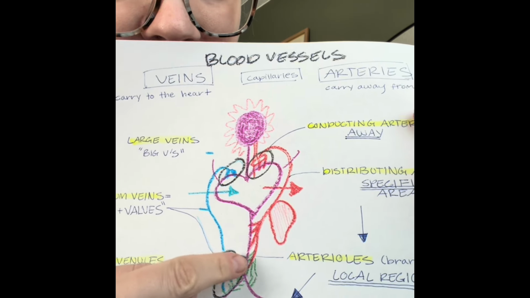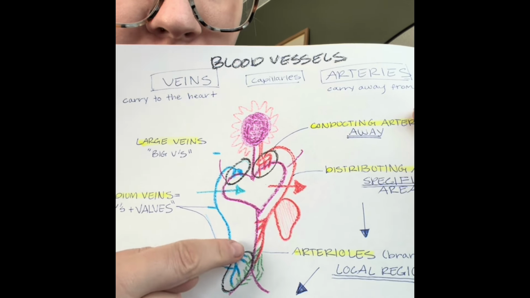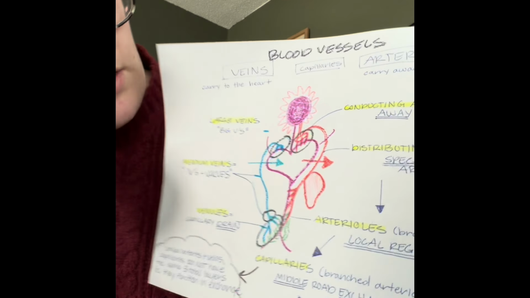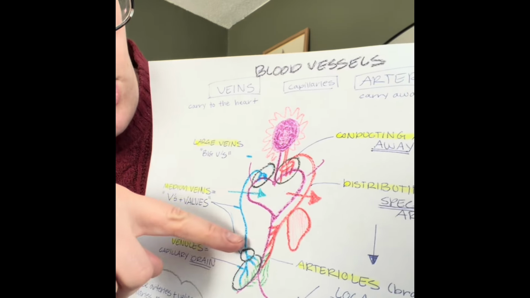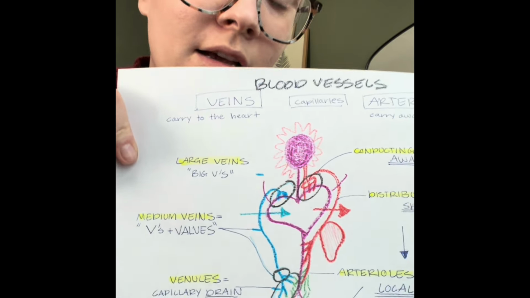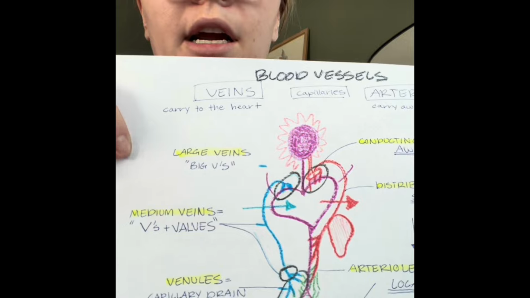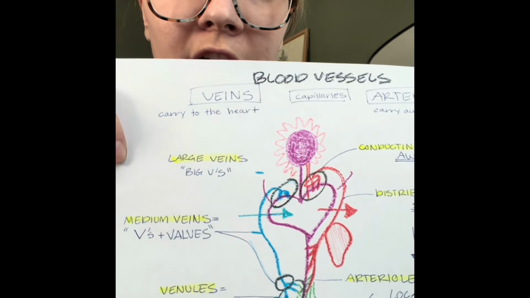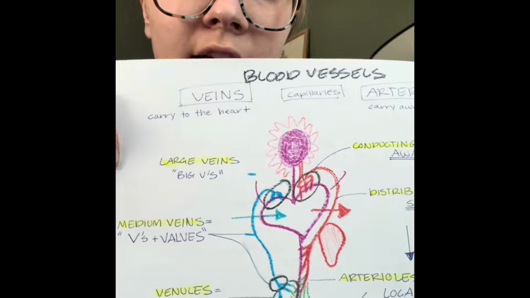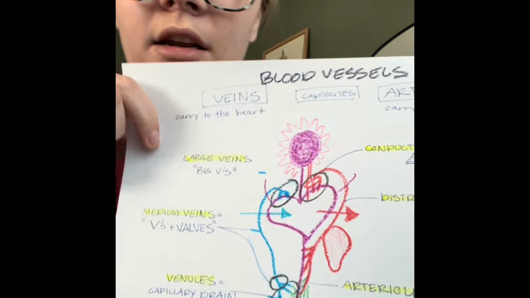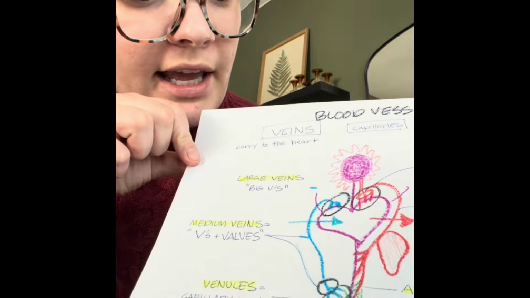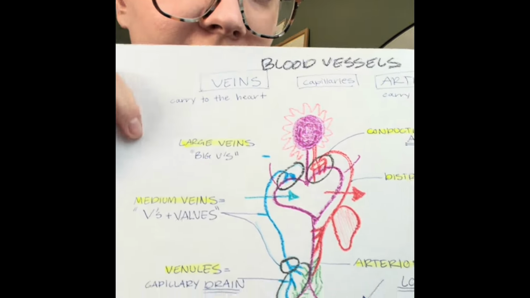So here I have it, where all these venules merge together. That would be a medium vein. And then up at the top, we have our large veins, another one in quotes, big V's, because that's going to be where medium veins merge together and ultimately carry blood back into the heart. So an example of a large vein would be the superior vena cava or the inferior vena cava.